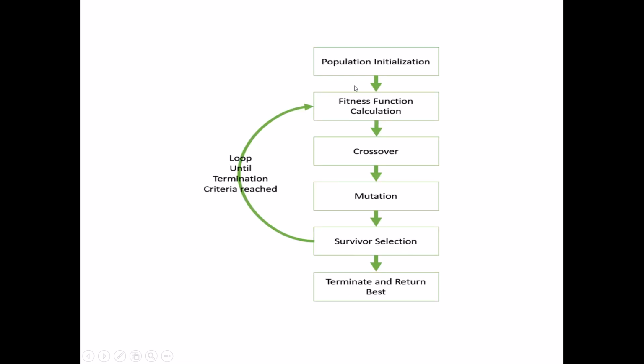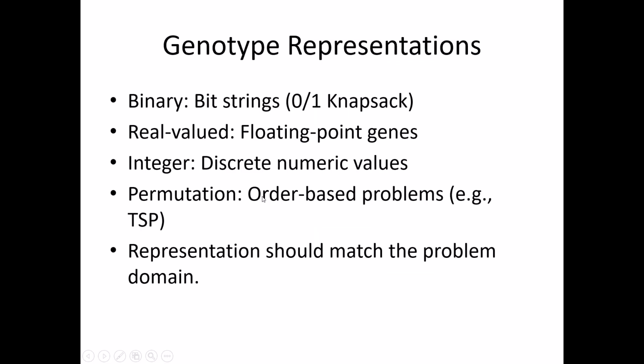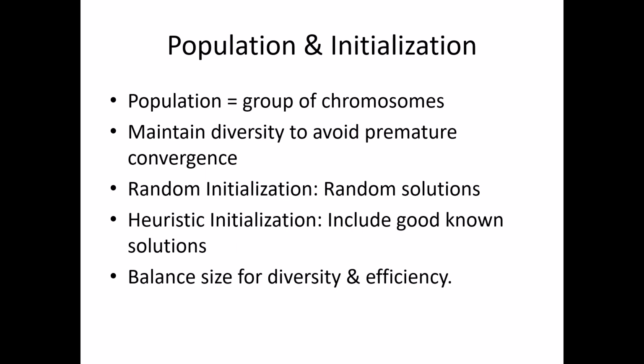This is the diagrammatic representation of the steps of the genetic algorithm. We have population initialization, and then the fitness function. These continue in the loop until the termination criteria are reached. Next is genotype representation. We have a lot of encoding representations. One is binary, which is bit strings of 0 and 1. Real valued is floating point genes. Integer is discrete numeric values. Permutation is for order based problems. The representation should match the problem domain.